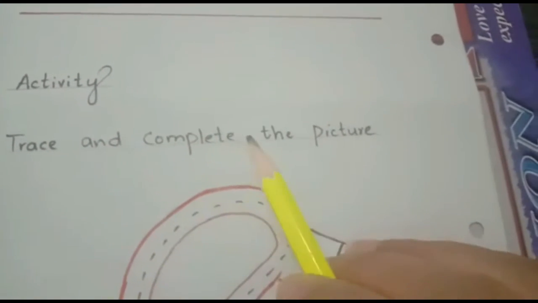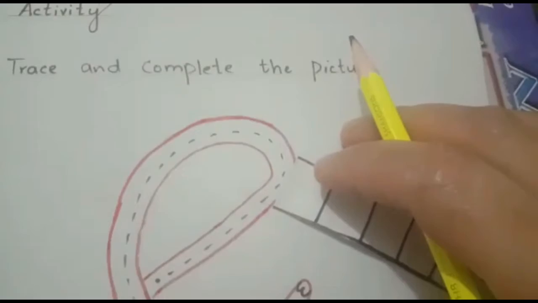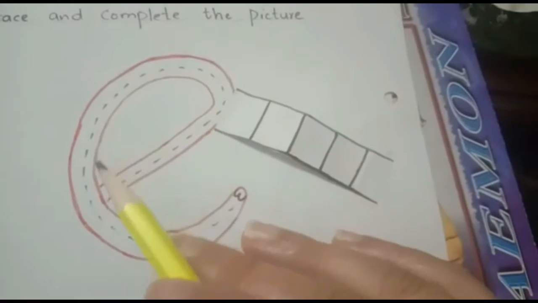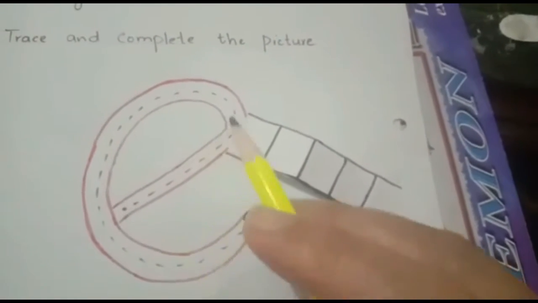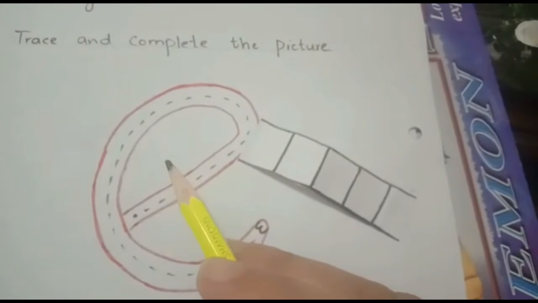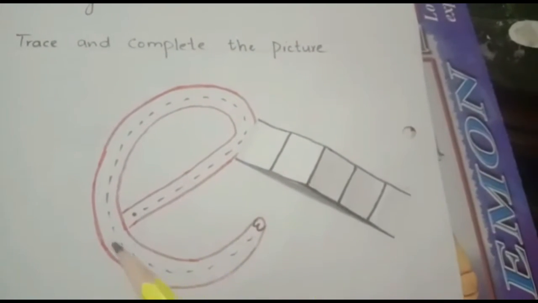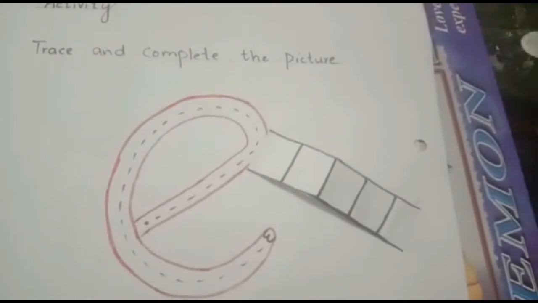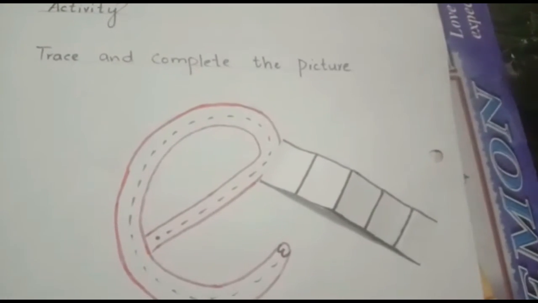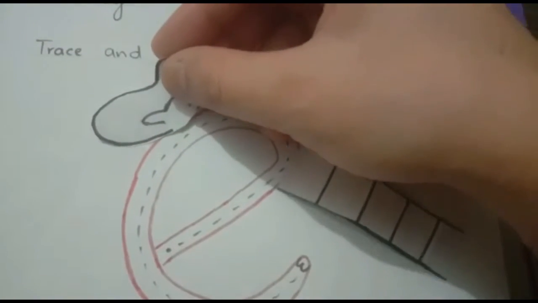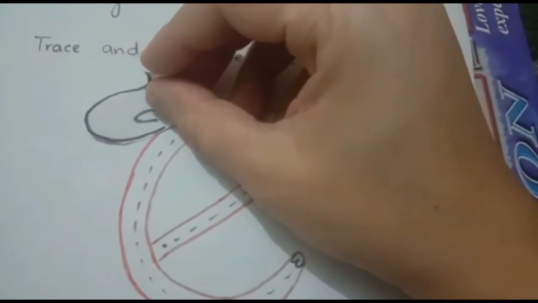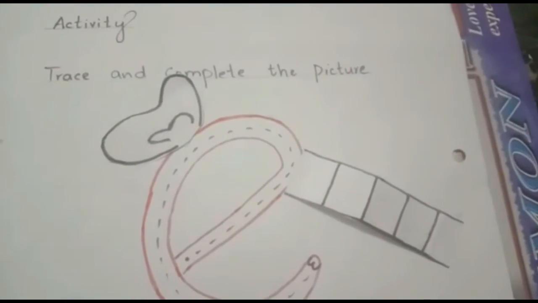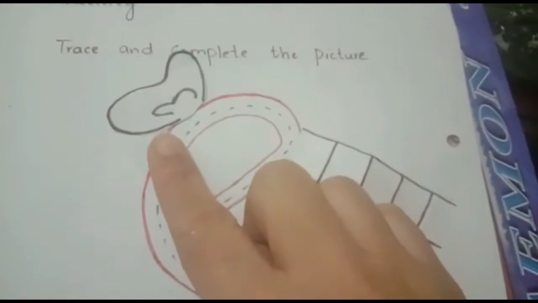Trace and complete the picture. For this you can see a hollow E on your screen. First of all, I will complete the picture for this letter and then I will trace the given track inside this letter. So first I will put a picture with this letter. Wow, what is this? Yes, this is a big ear.